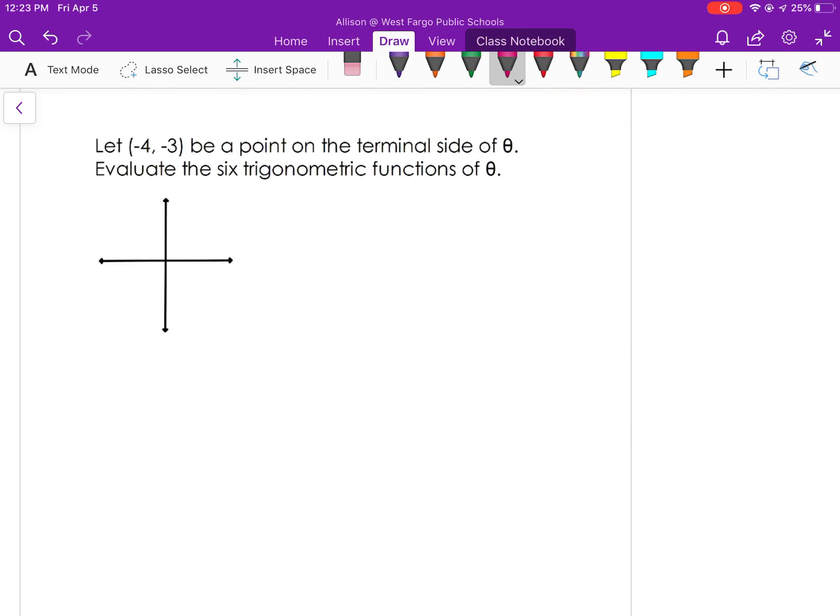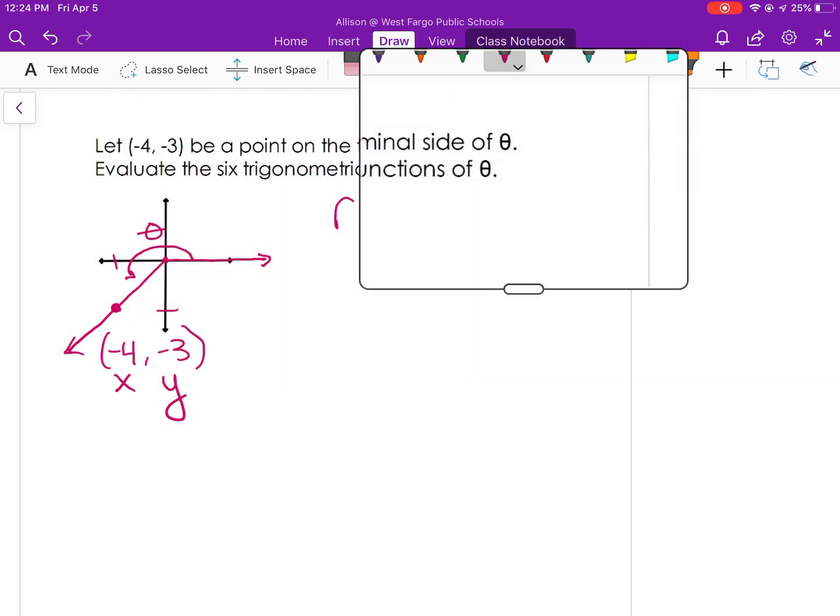So let (-4, -3) be a point on my terminal side. So (-4, -3) is down here. That means that my theta starts at the x-axis, this is my initial side, goes all the way down here and ends where this point is right here. So this is the theta that I'm solving for these trig functions. My (x, y) point is (-4, -3), so this is x, this is y. I will need to solve for r, or my radius.